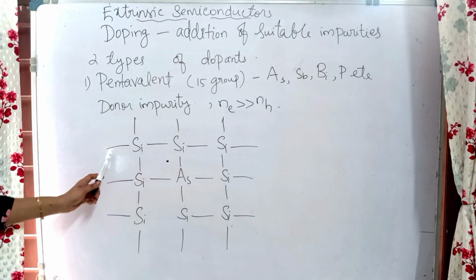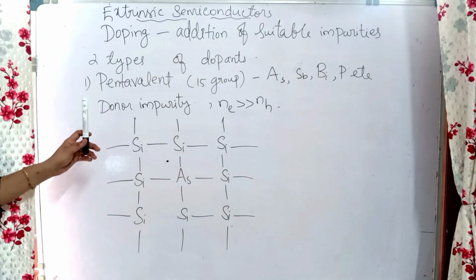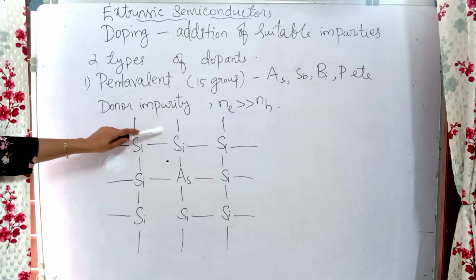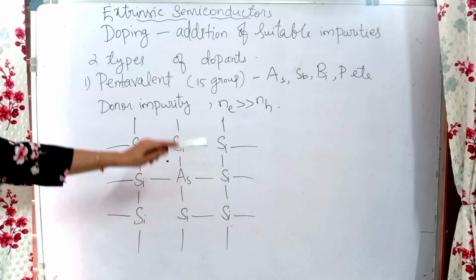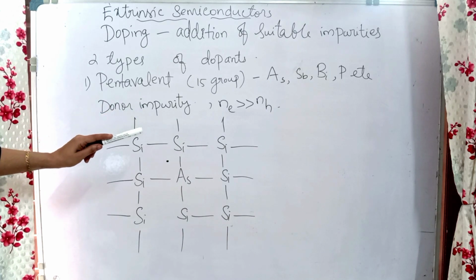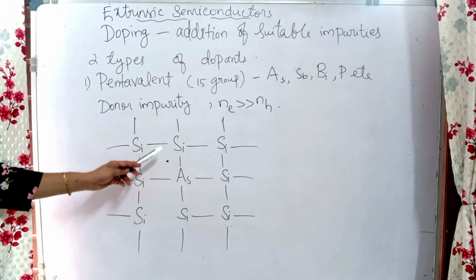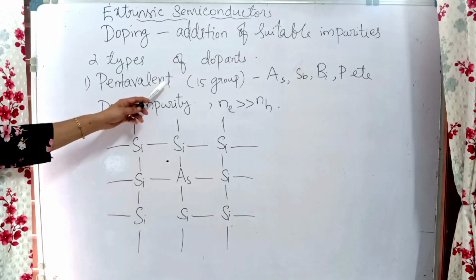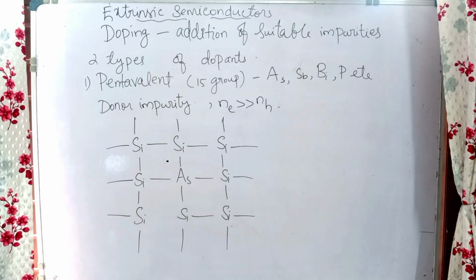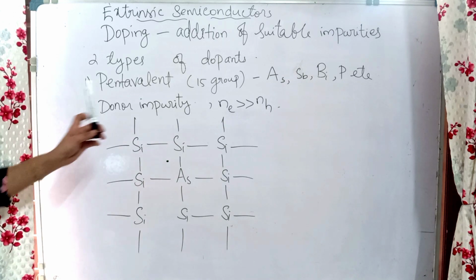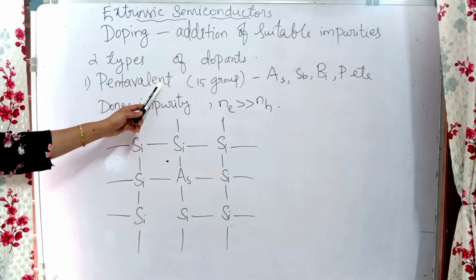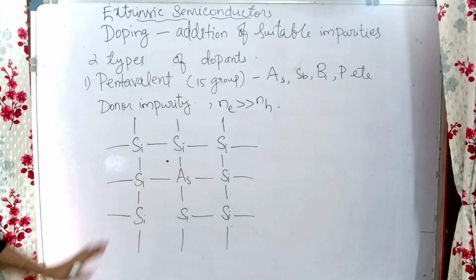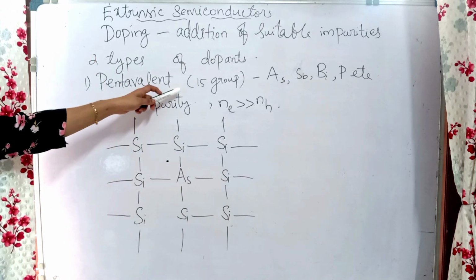Then what will happen here, we have to understand. This is also a very important topic. Here we are considering a silicon crystal, and we can add a pentavalent impurity. What are pentavalent impurities? Pentavalent means 15th group elements, such as arsenic, antimony, bismuth, and phosphorus. All these are 15th group elements, and their valency is 5. Penta means 5 electrons in their valence shell.